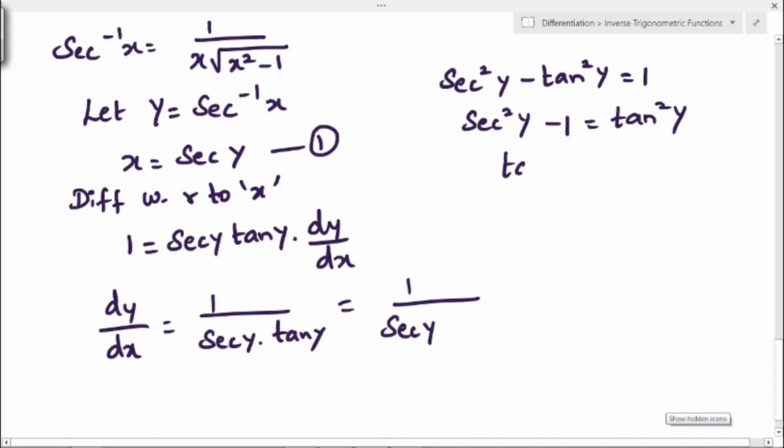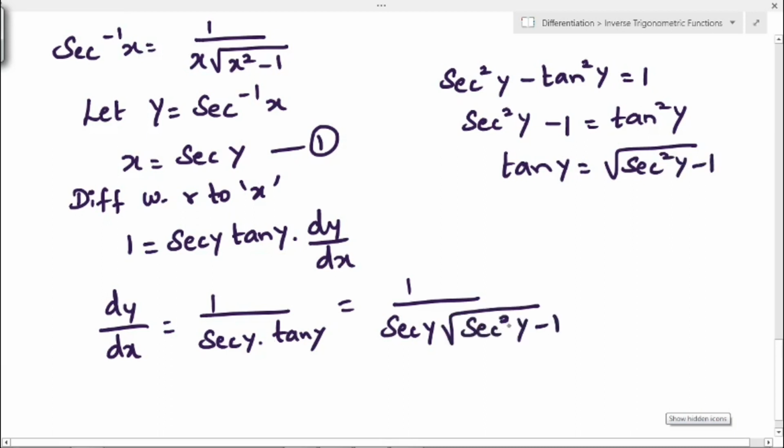So what is tan y? Just taking square root on both sides, tan y equals root of secant square y minus 1. In the place of tan y, I am substituting root of secant square y minus 1. So this is equal to 1 divided by, from equation 1, what is the secant y value? x, into root of secant square y, that is x square, right? So x square minus 1. So the derivative of secant inverse of x is 1 divided by x into root of x square minus 1.